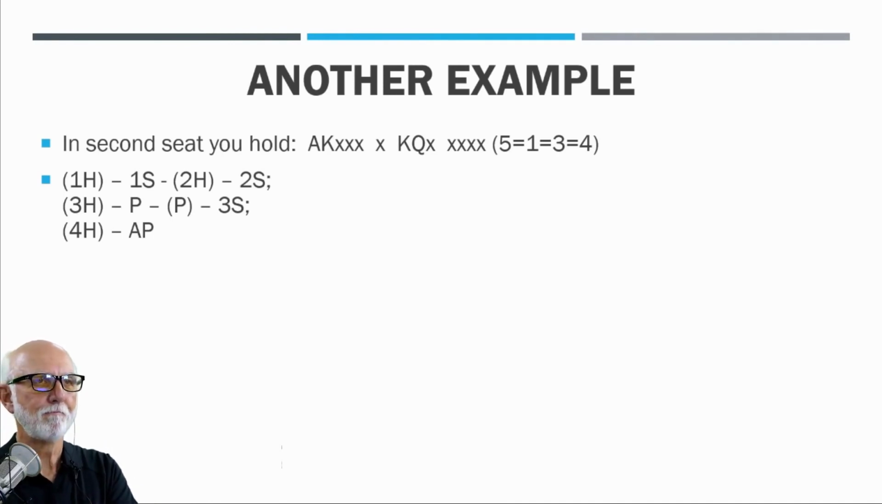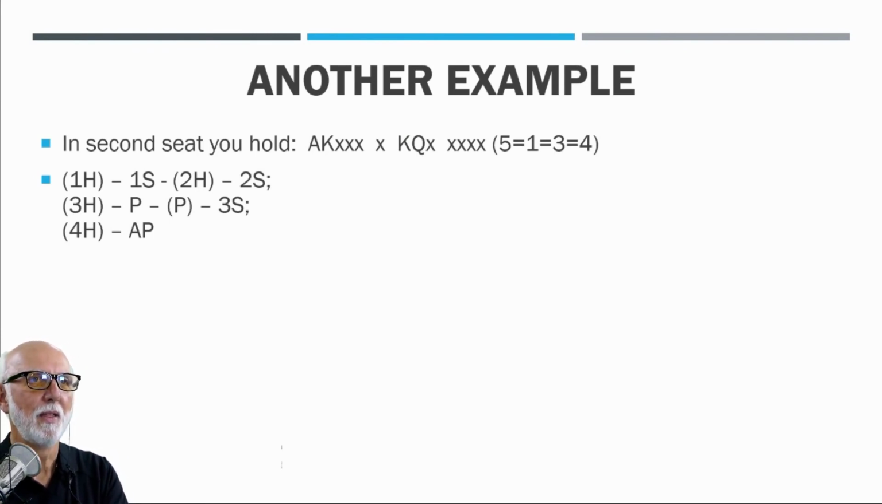Okay. Our left-hand opponent bids 2 hearts. Okay, they're trying to sign off. They have 6 to 9 points. They have, it looks like, 3 hearts. Could be 4. Our partner bids 2 spades.